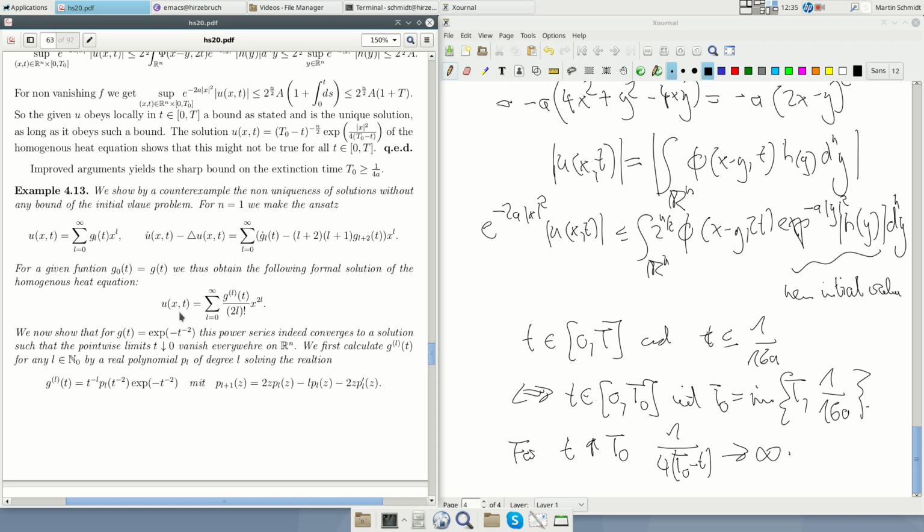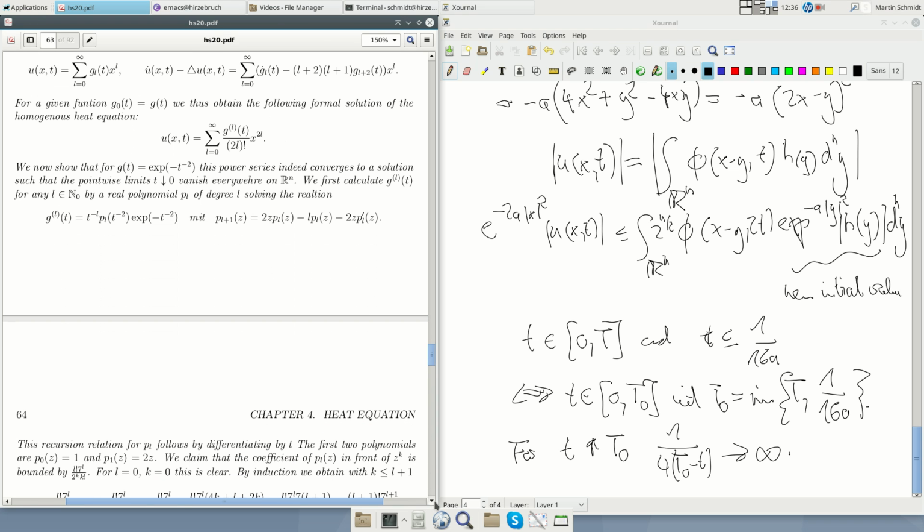Now we choose this function here and then show that for this function, this power series really converges. So how do we do this? First, we solve the derivative. For this function, we write the L-th derivative, in order to then estimate this series. If we take the derivative, we get a polynomial of this form.